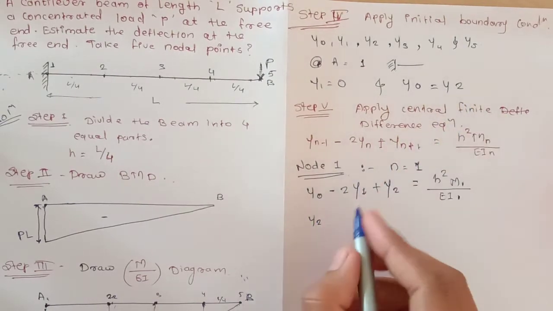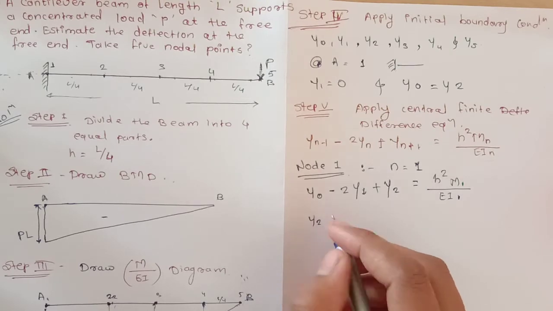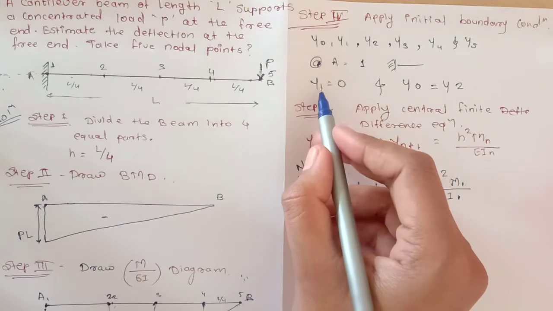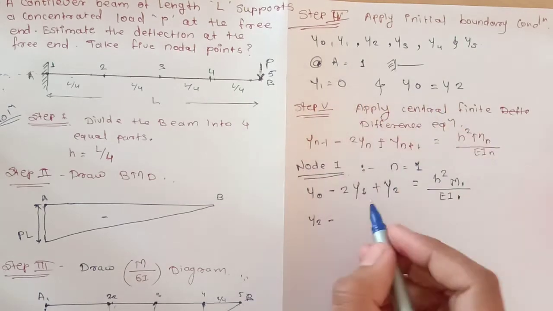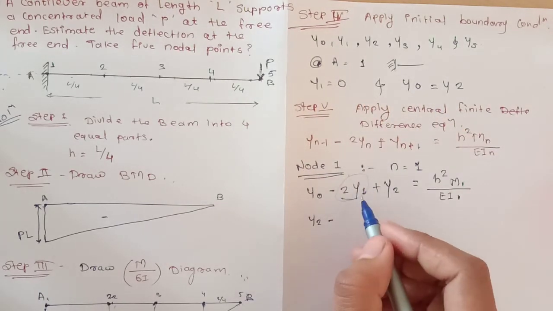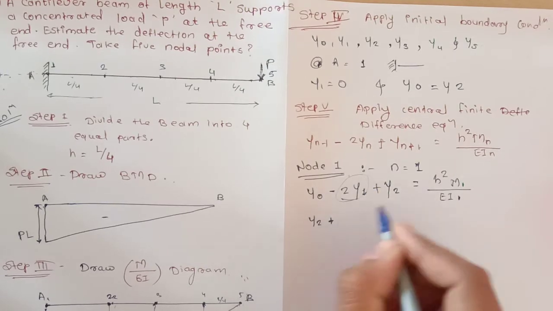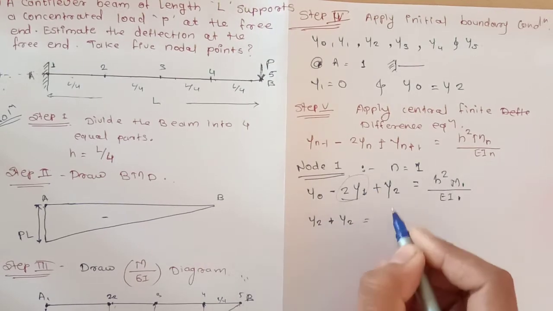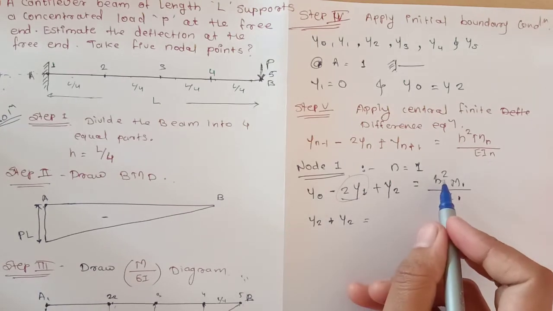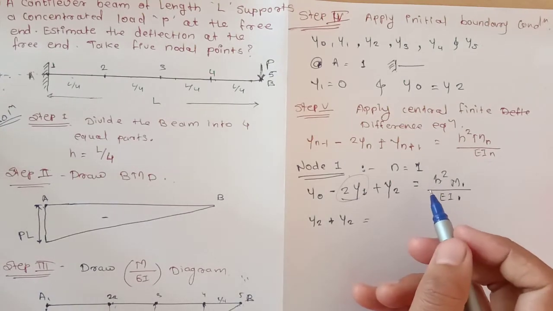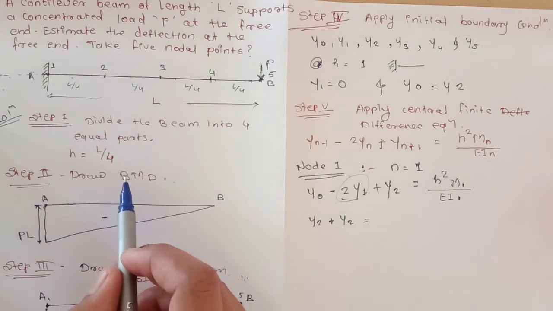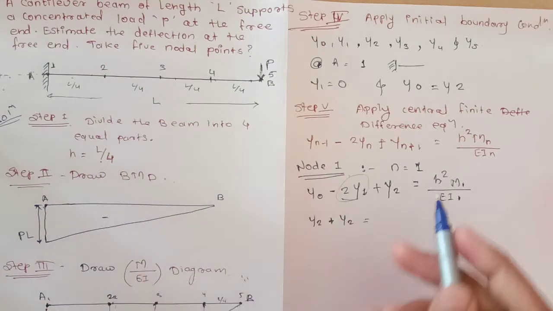y0 is equal to y2, that's why here we take y2. y2 minus, here we know that y1 value is equal to 0. So that's why this whole term is equal to 0. Then next remaining is plus this y2 is equal to h. We know that value of h is nothing but L by 4.